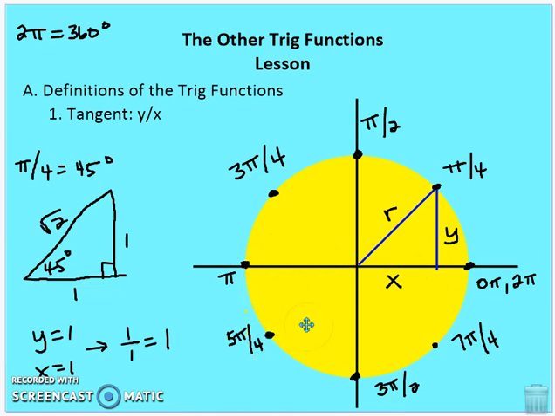In the third quadrant, it's positive because both values are negative. And then in the fourth quadrant, the y value is negative, but the x value is positive, so you're back to negative. So positive, positive in the first and third quadrants, negative, negative in the second and fourth quadrants for tangent, at pi fourths, 3 pi fourths, 5 pi fourths, and 7 pi fourths.